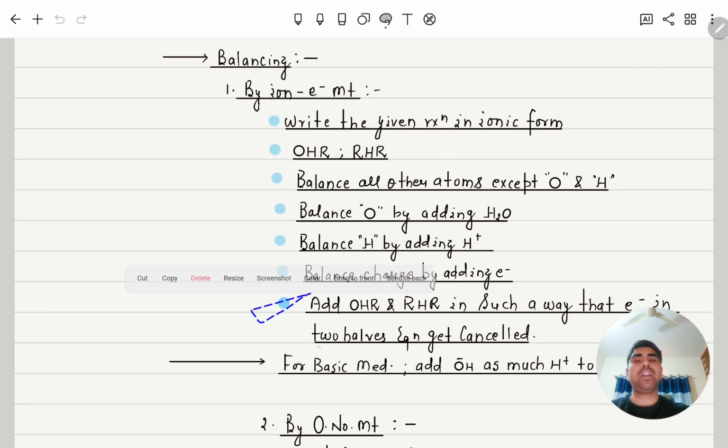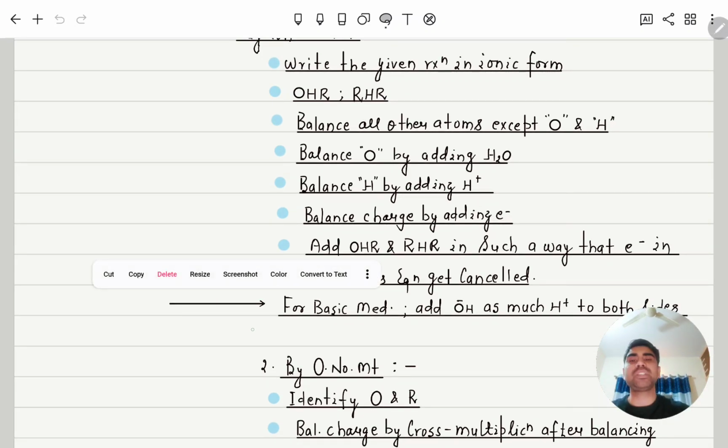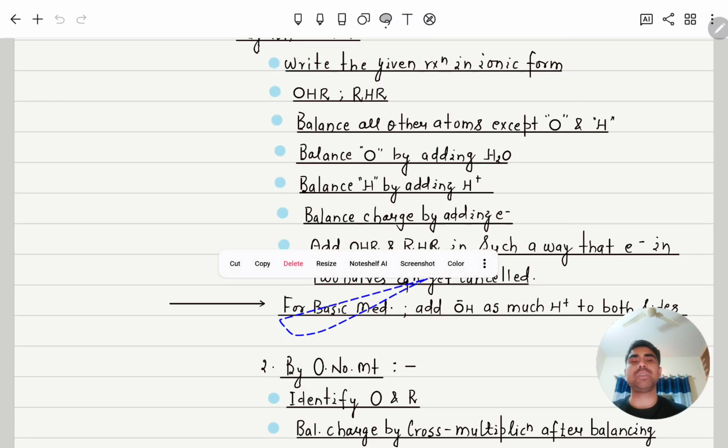And then add both the OHR and RHR in such a way that the electrons from both sides get cancelled out. And if the reaction is in basic medium, suppose 5H plus is there, then you add 5OH minus to both sides, and then the reaction will be in basic medium.